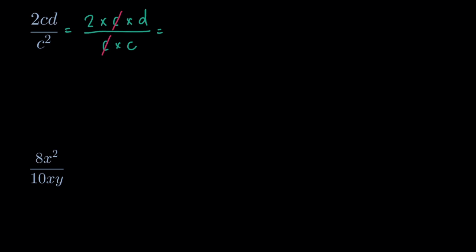So for the top of my fraction, which is the numerator, I have 2 times d. And for my bottom, I have 1c left. 2 times d is 2d, so I can write 2d over c.